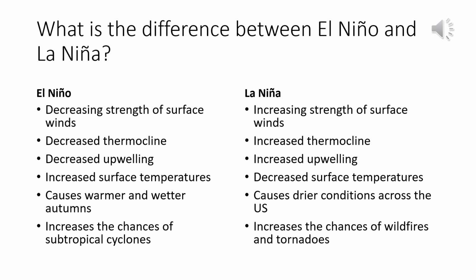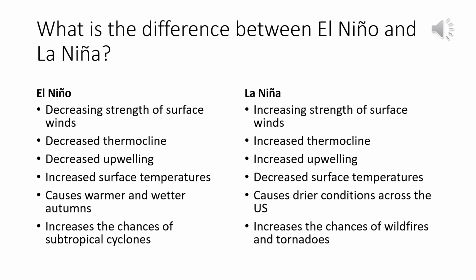However, the surface temperatures in El Niño in terms of water temperature increase. In the U.S., it's associated with warmer and wetter autumns. It also increases the chances of subtropical cyclones. However, in Australia and Asia, it leads to drought.